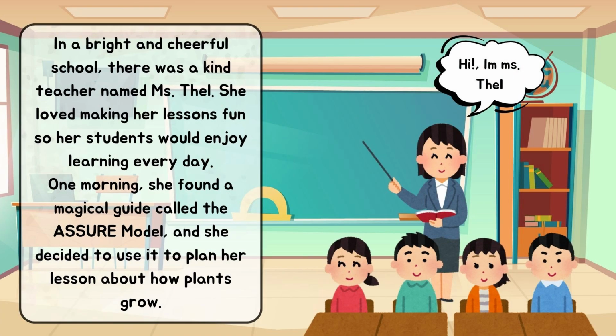Once upon a time, in a bright and cheerful school, there was a kind teacher named Miss Tell. She loved making her lessons fun so her students would enjoy learning every day. One morning, she found a magical guide called the ASSURE model, and she decided to use it to plan her lesson about how plants grow.